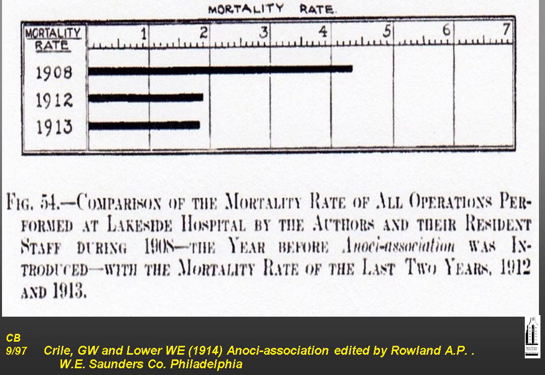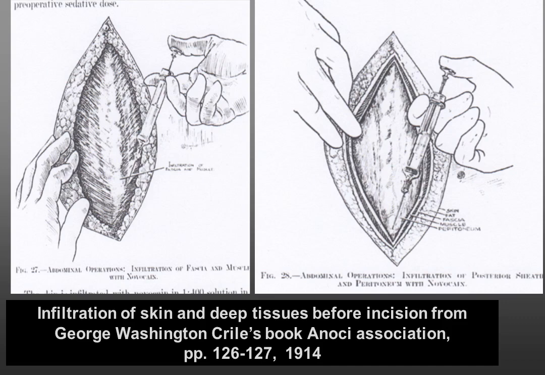But we must remember that at that time there were no antibiotics, anesthesia was still relatively new, and surgery was associated with high mortality. Four years later, after applying Anoci-Association, the mortality rate declined to 1.9%, and the results were reproduced the following year. Dr. Crile was convinced that to decrease the mortality, he had to decrease both the emotional stress associated with surgery as well as the physical nociception.